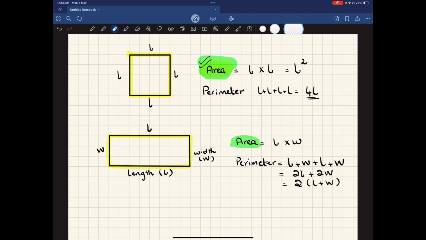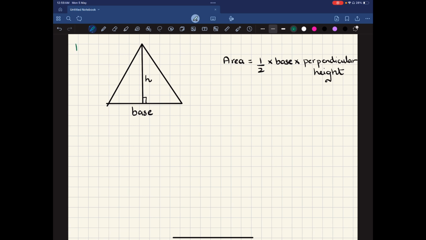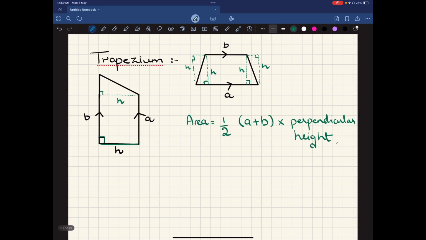If you have a look at the rectangle and square, even they are 90 degrees. Okay. So it is important to note that the two lengths that you will multiply together must be at right angles to each other, whether it's a square, it's a rectangle. I've now labeled these. This is a square. This is a rectangle. Parallelogram, rhombus, triangle, or a trapezium. Okay.